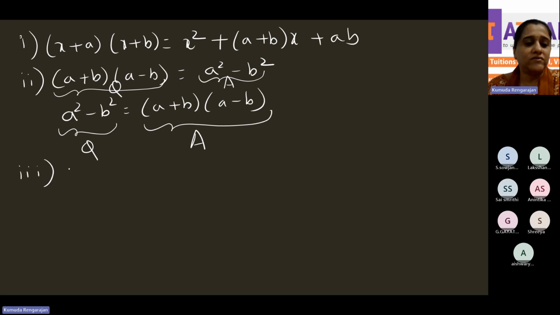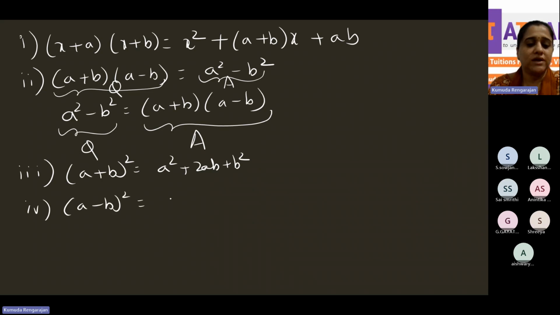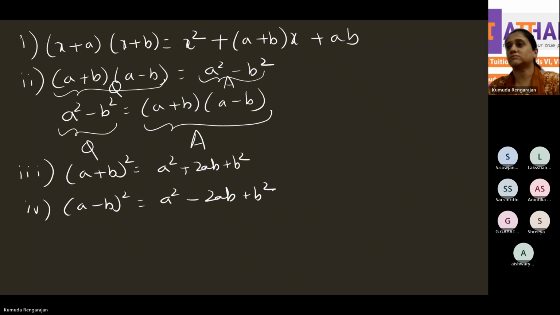Then after this, a plus b, the whole square, is equal to a square plus 2ab plus b square, and a minus b, the whole square, is equal to a square minus 2ab plus b square. So in this exercise 9.5, we'll be working with these 4 identities.